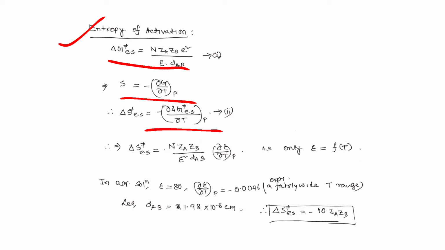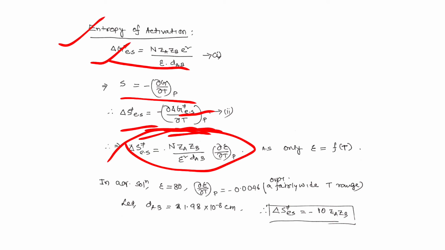So if I put the delta S hash electrostatic contribution, that is the free energy of activation, here also the free energy change will be delta G hash. Now I will put this delta G value directly here and I will get this one. Because all the terms are constant here, N, z_A, z_B, d_AB, only epsilon is a function of temperature, that's why I have to write it this way.